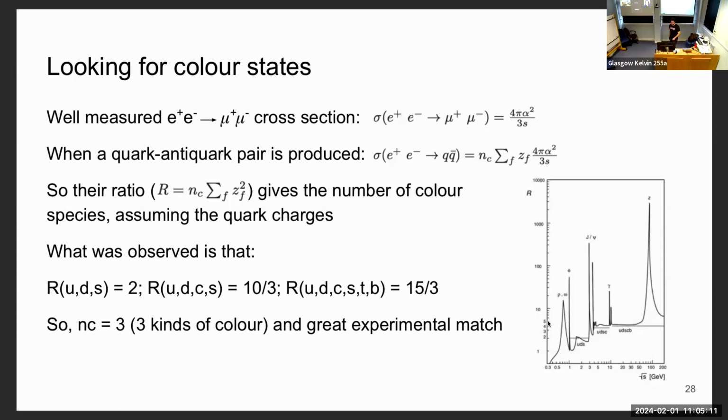So in this picture, you can see that the number of color states has to be 3 kinds of color. And of course, this is a great experimental match.